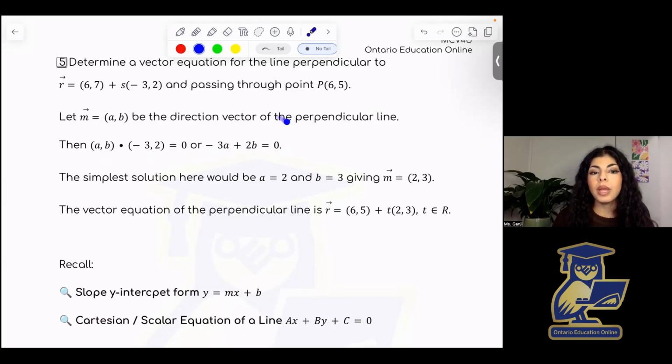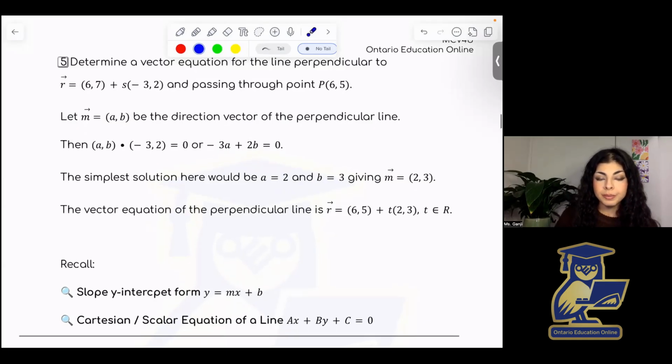So now we have a setup for the direction vector of that second line. Here, you can pretty much pick any a and b that would satisfy this equation. And the simplest solution is to pick a equal to 2 and b equal to 3, because this is already negative. Together we get negative 3 times 2 plus 2 times 3, which gives us 0. So the direction vector is (2, 3).